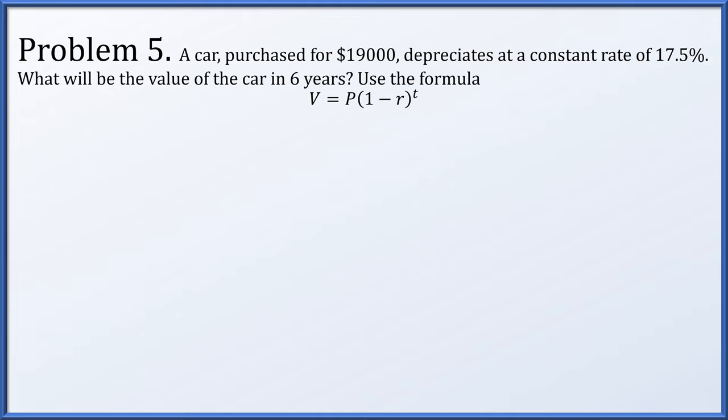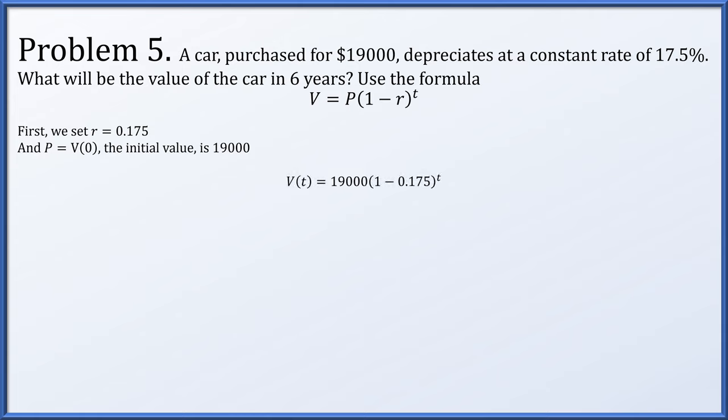Problem 5. A car purchased for $19,000 depreciates at a constant rate of 17.5% per year is the implication. What will be the value of the car in 6 years? Use the formula V is equal to P times (1 minus R) to the T. So we know that R, the rate of depreciation, is 17.5% or 0.175. Also, P is the purchase price, $19,000. So we have the value after T years is 19,000 times (1 minus 0.175) raised to the T power.